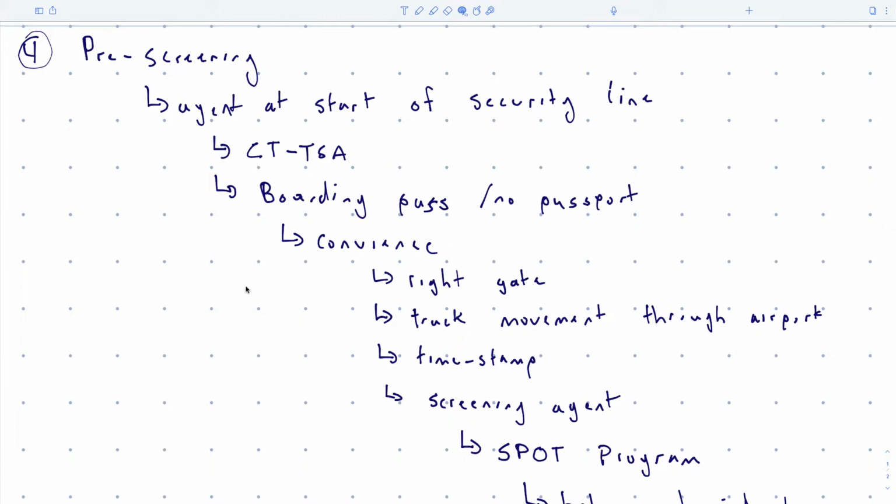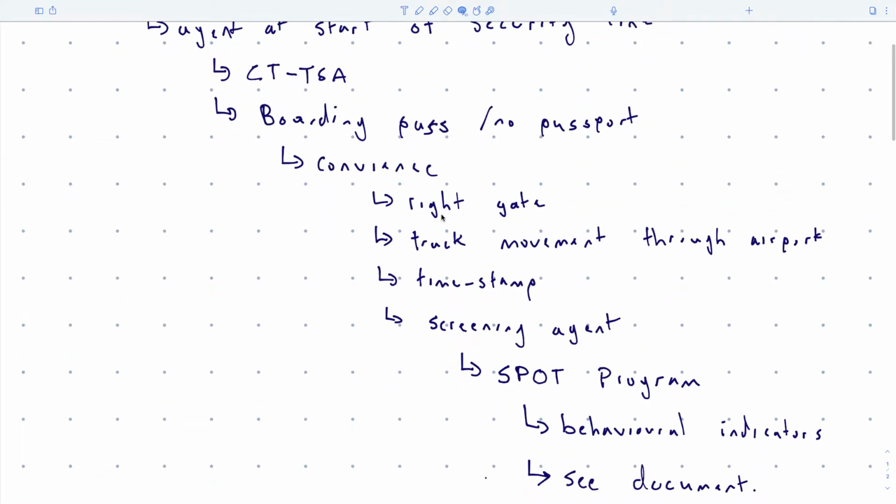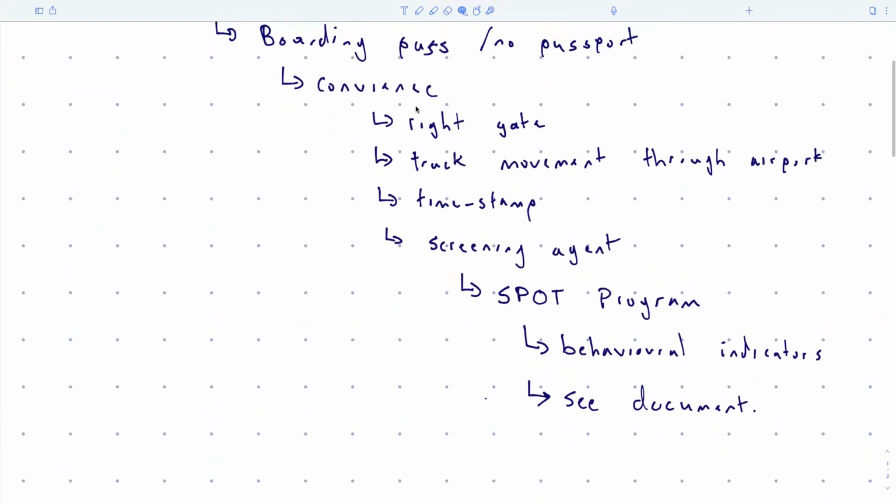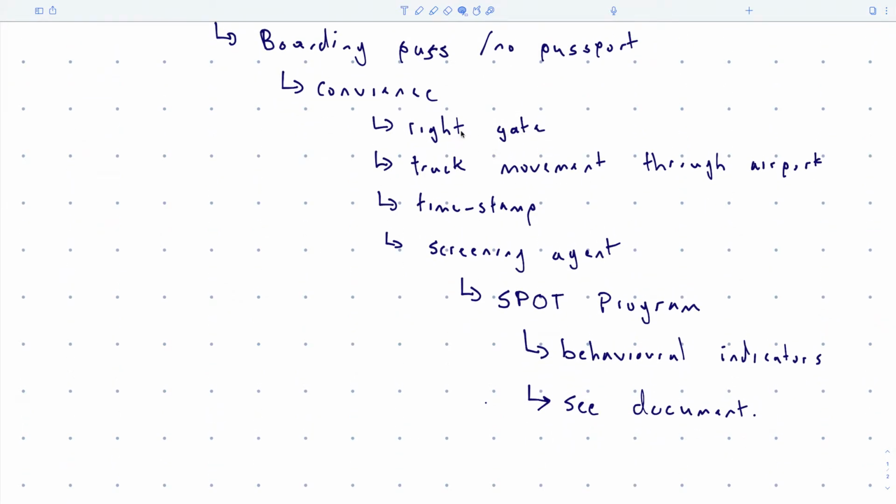And before we even get to the security check, there's generally someone there watching you, at the start of the line. They work for TSA, the agency responsible for making airline travel safe. So that's their job. They're not law enforcement exactly. They're not border agents. Anyways, you show them your boarding pass. You don't have to show them your passport, so you don't really identify yourself. It's partly there as a convenience to make sure that you get to the right gate. They're going to track your movement through the airport, and they'll timestamp when you arrive.